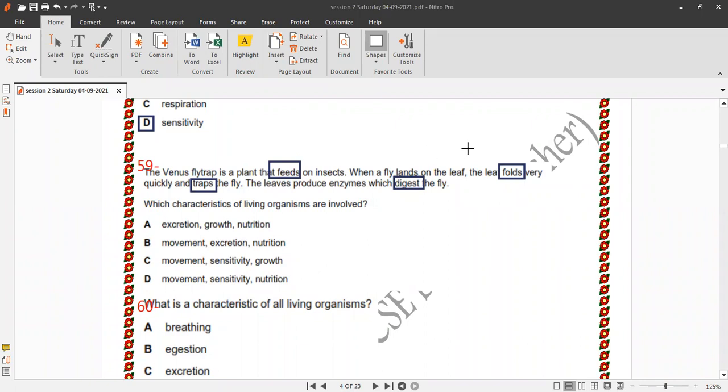No, there's no excretion. So A isn't correct, and B also isn't correct. Let's see C and D. There's no growth, but there is nutrition, because the leaves digest and feed, and the folding shows sensitivity and movement. So the correct answer is D.